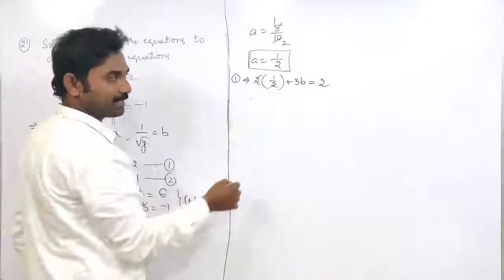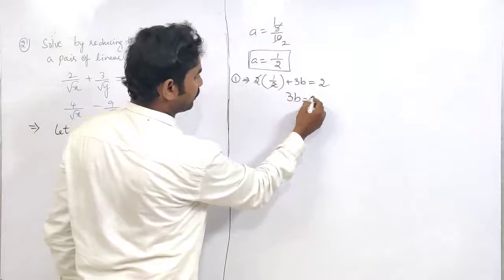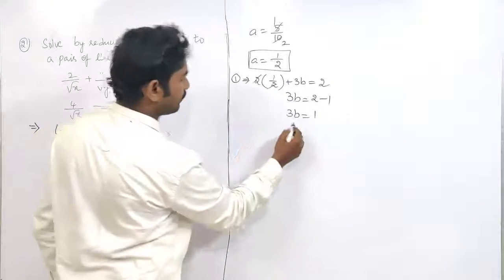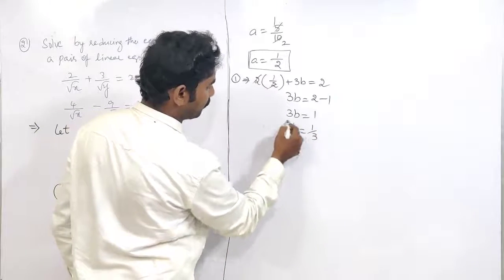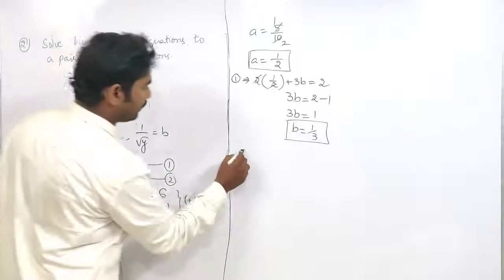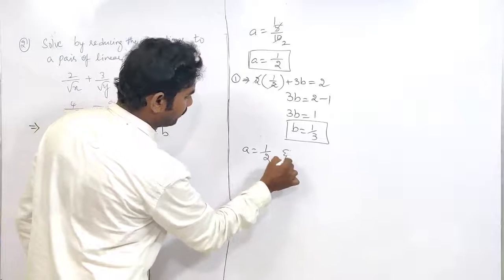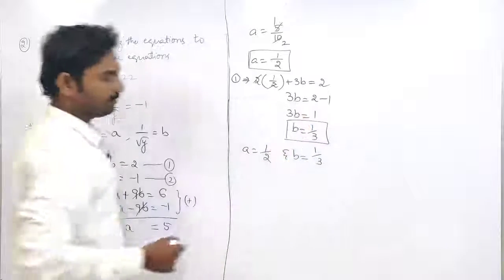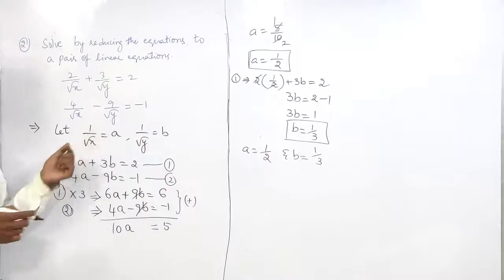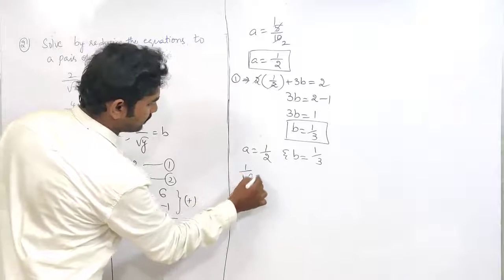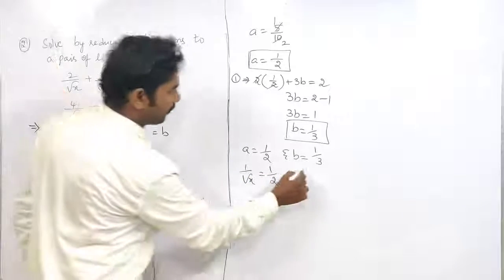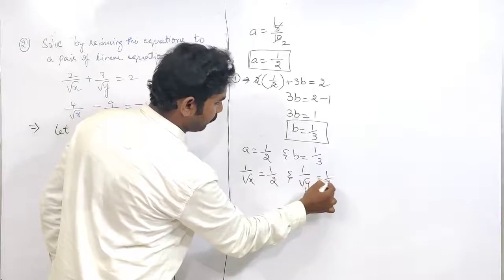Now 2 gets cancelled. 3b is equal to 2 plus 1, which becomes minus 1. 2 minus 1 is 1. b is equal to 1 by 3. I got the two values a and b. a is equal to 1 by 2 and b is equal to 1 by 3. But what is a here? 1 by root x. 1 by root x is equal to 1 by 2. And what is b? 1 by root y is equal to 1 by 3.